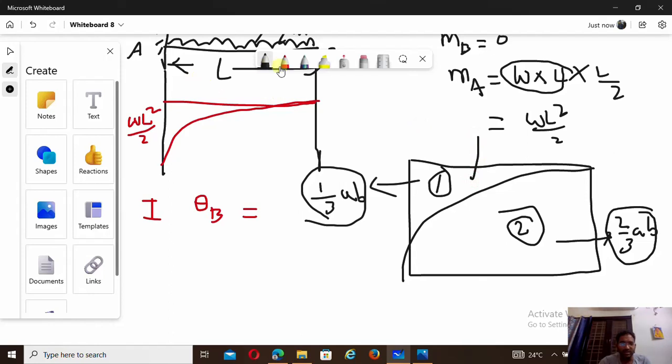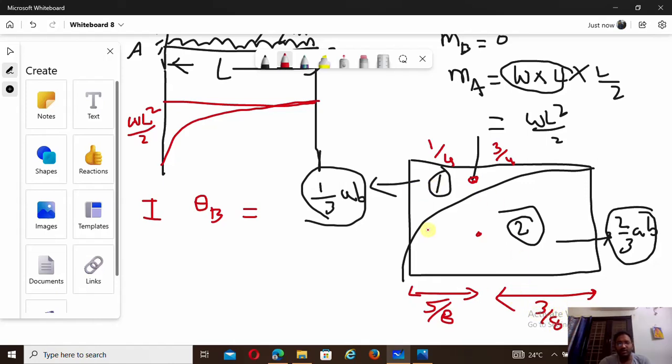So 1/3 of base into height, and for this 2/3 of base into height, and the centroids for this case are very important. See, for this, 3/4 of whatever it is, either L or whatever, and this is 1/4. This is 3/4 and this is 1/4. If you consider this is a centroid, from here it is 3/4. And now, same thing, the centroid for this type of parabola is 5/8 of the distance, and this is 3/8.